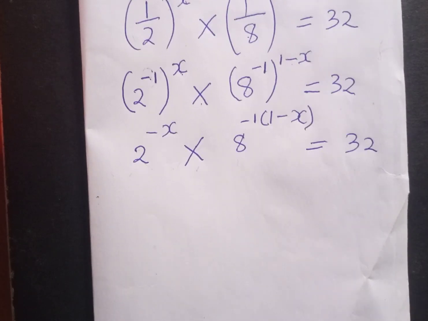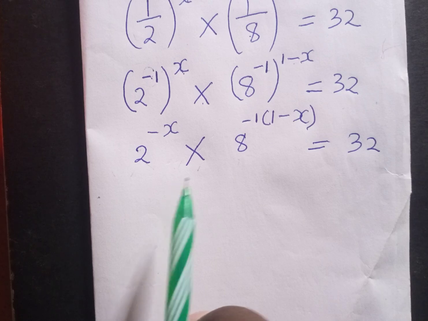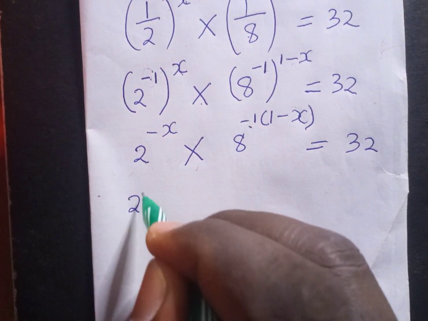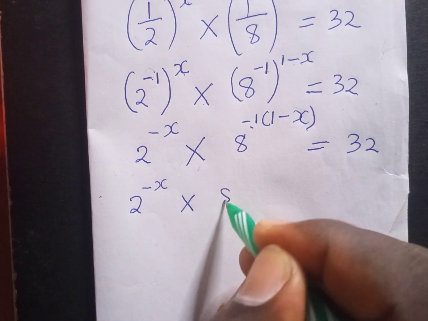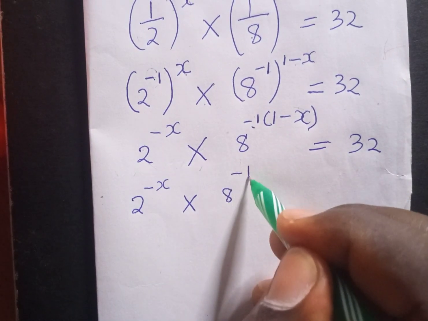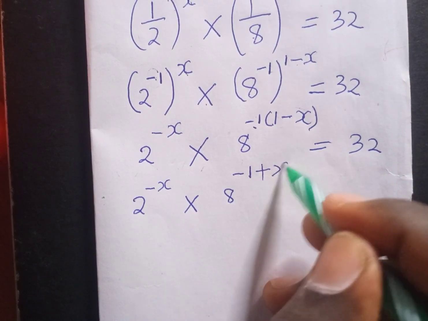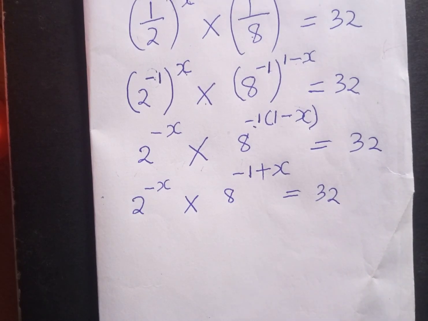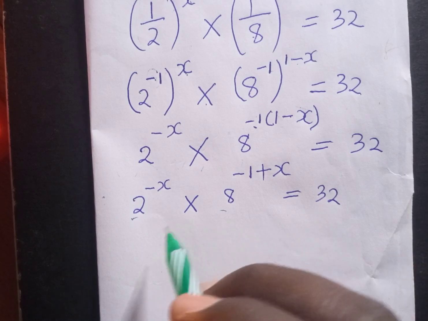Now, let us ensure that all the bases are the same. But before we do that, we want to open the bracket here. So in this case, we have 2 raised to negative x, then multiply by 8 raised to negative 1 times 1, it is negative 1. Negative 1 times negative x will be positive x. Then equals to 32.